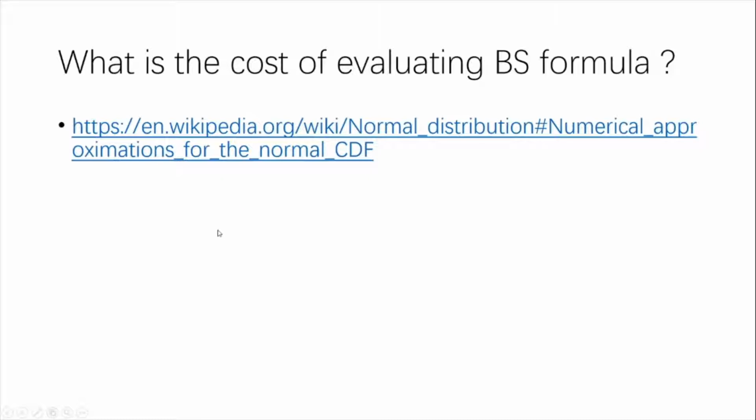Okay, so now we know that Black-Scholes is a very efficient and accurate way to get the vanilla option price. Now let's discuss Monte Carlo simulation.